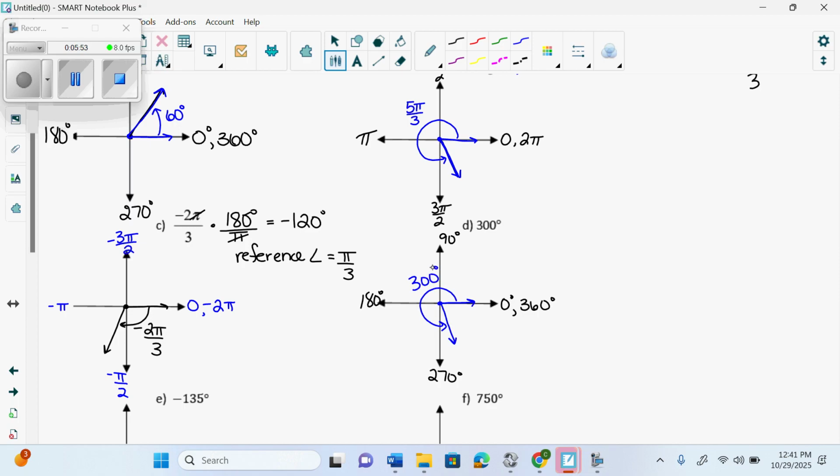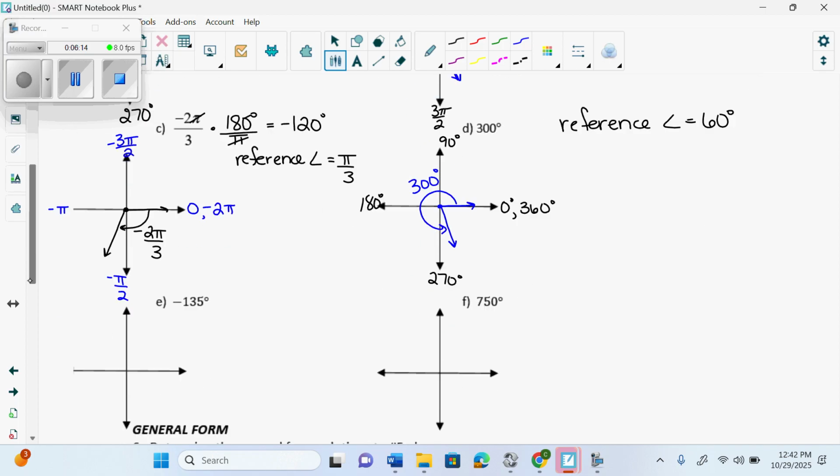What's my reference angle? From that terminating arm to the x-axis, what's my reference angle? 60, because if this is 300, it'll take me 60 to get to the x-axis. So I have a reference angle. Always positive, your reference angle.